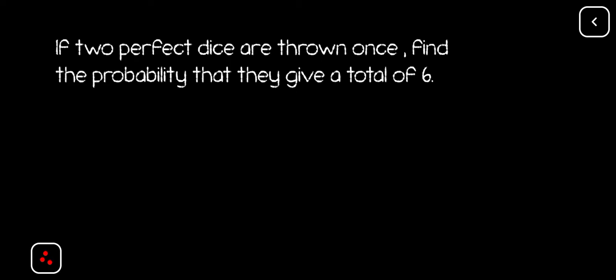So I want to assume that you actually pause the video and try this out. But if not, it shows that maybe you really understand it already. But let's see what happens if we solve this. So the question says, if two perfect dice are thrown once, find the probability that they give a total of 6.